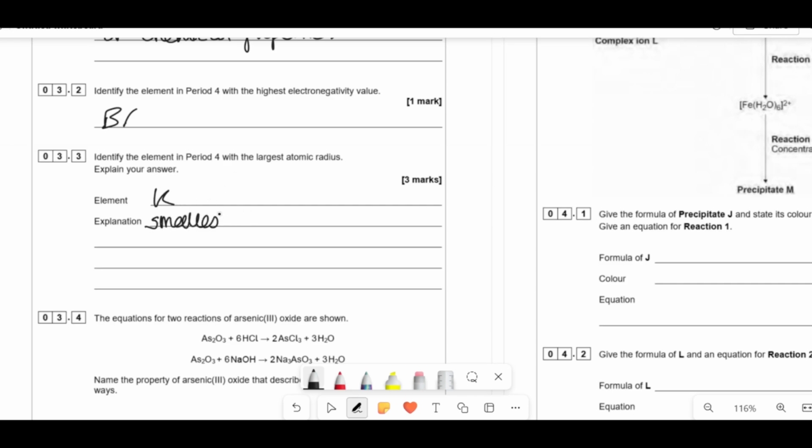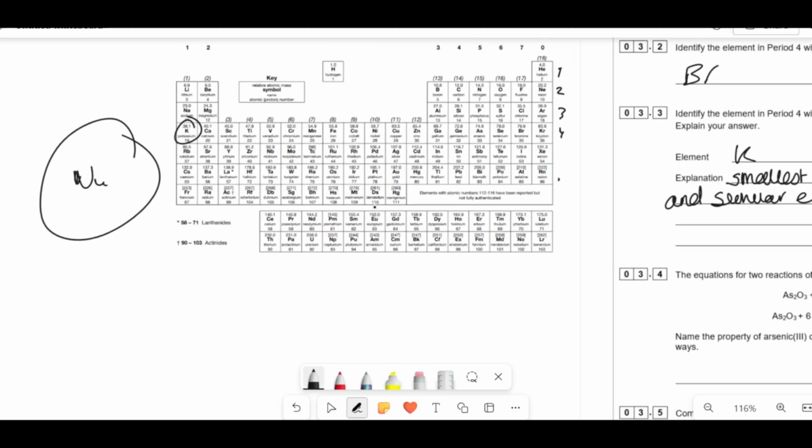It's got the smallest nuclear charge and similar electron shielding. All of them have the same number of shells or similar. So that's why it has the largest atomic radius, because it's got the least nuclear charge that's dragging those electrons in. Just think of it like that rather than memorizing answers.